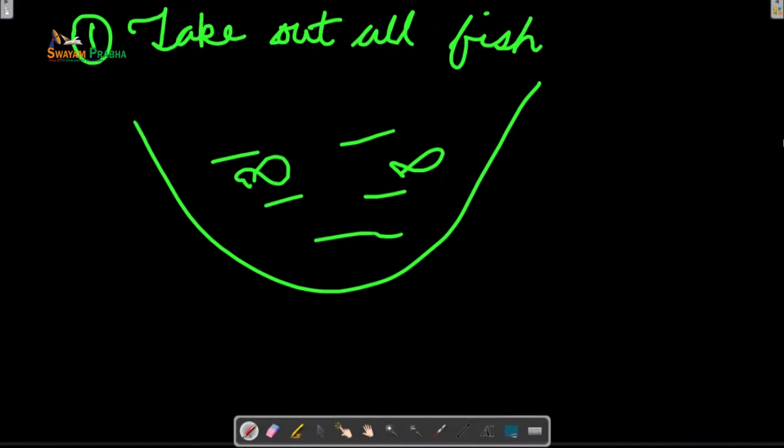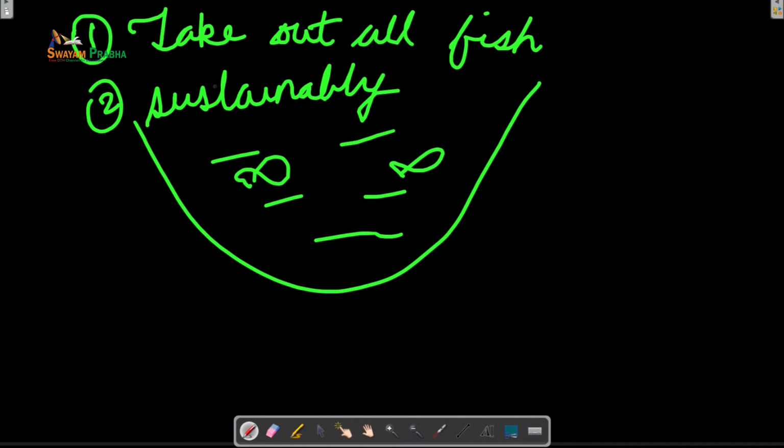The other option is that you can take it out sustainably. Now, when we are taking out fish sustainably, it means that we will not take out 100% of the fishes. We will probably take out 20% or 30% of the fishes. And the fishes that remain in the lake will procreate, will give rise to more fishes, so that next year also we will take out 30%. Then next year also we will take out 30%.